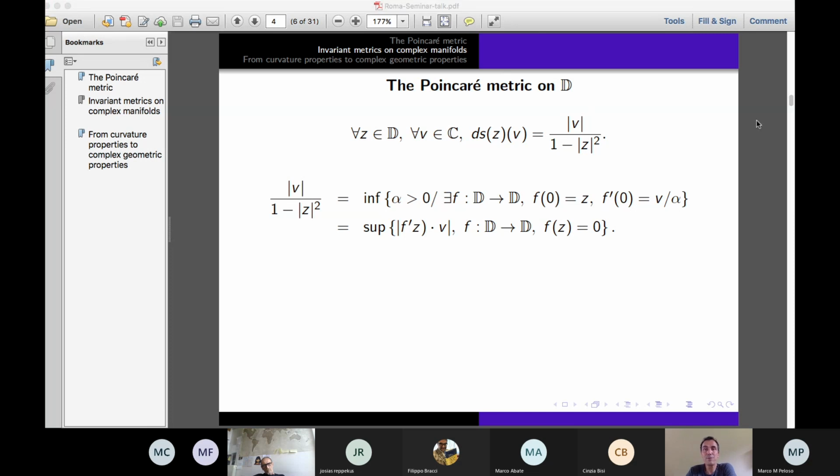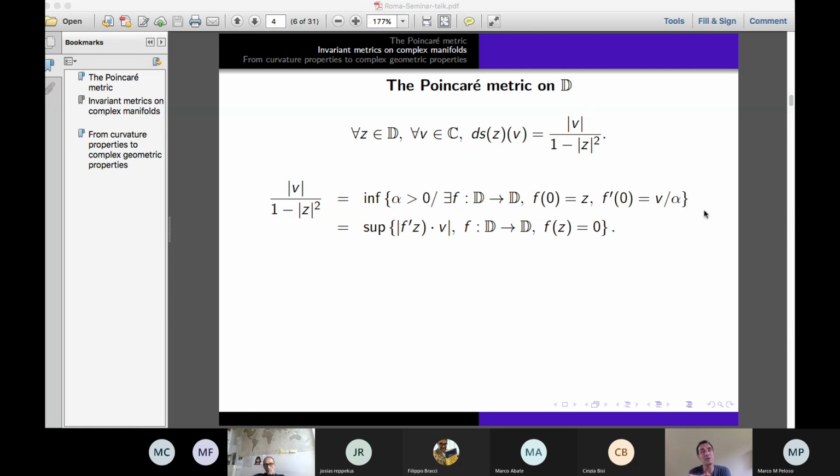There are two different ways. Of course, there are many others, but I think there are two very interesting ways to see this quantity, mod of v over 1 minus mod of z squared. And it really relies on the description of automorphisms of the unit disk. The first way is to view it as the infimum of this set. So you consider a map that sends the unit disk to the unit disk, and it sends the origin to your point z, because you want to evaluate at point z. And you just compute f prime of 0.